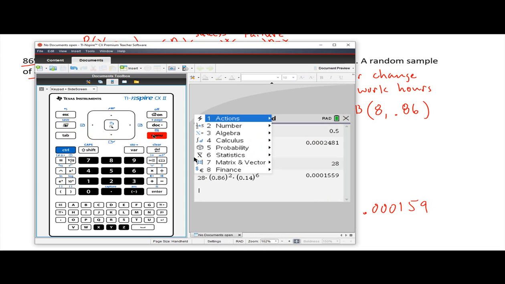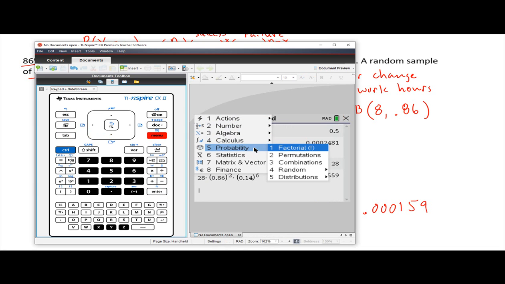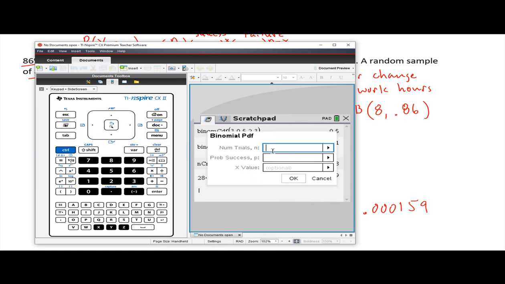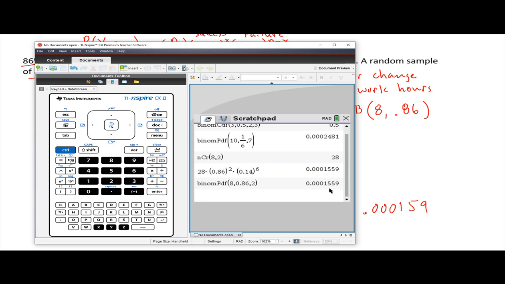If we go to menu, probability distribution, we're going to use a PDF because it's x equals, so PDF. Number of trials, we have 8 members. Probability of success, 0.86. X is equal to 2 because we want 2 people in favor of change. So you notice we get the same exact answer, okay?